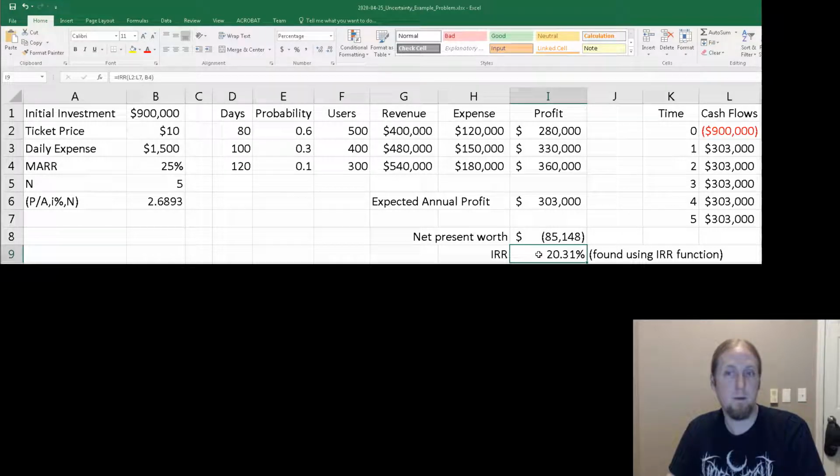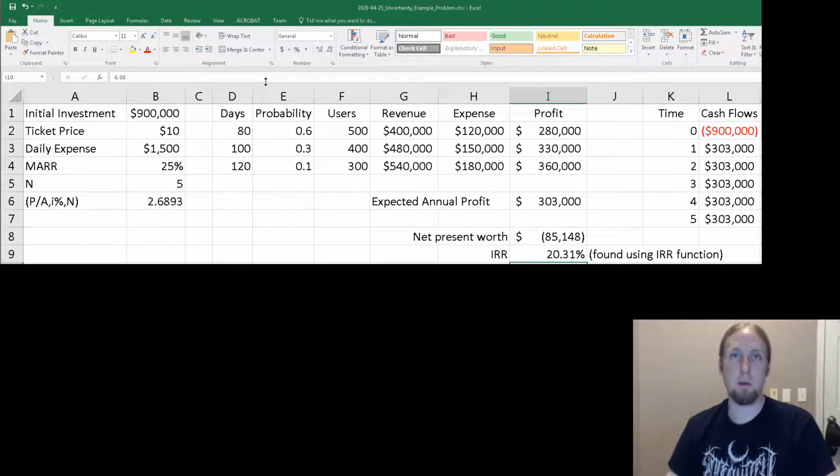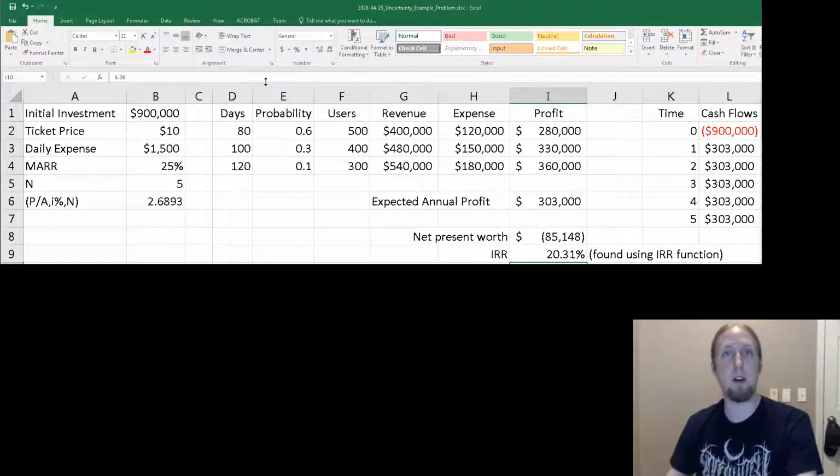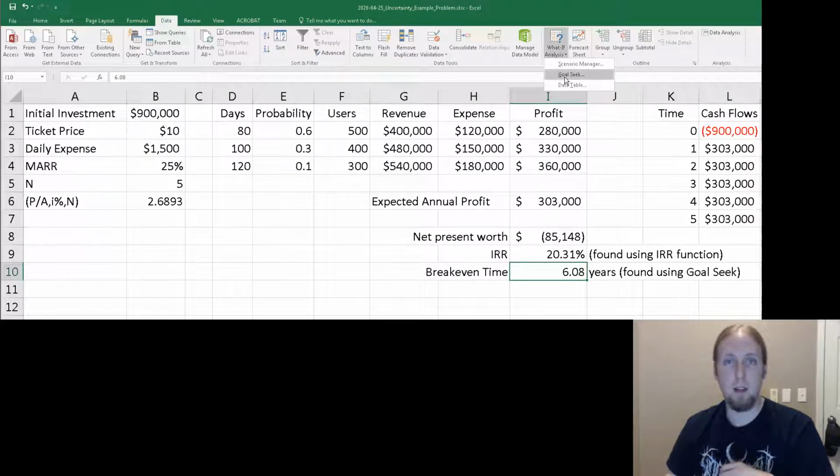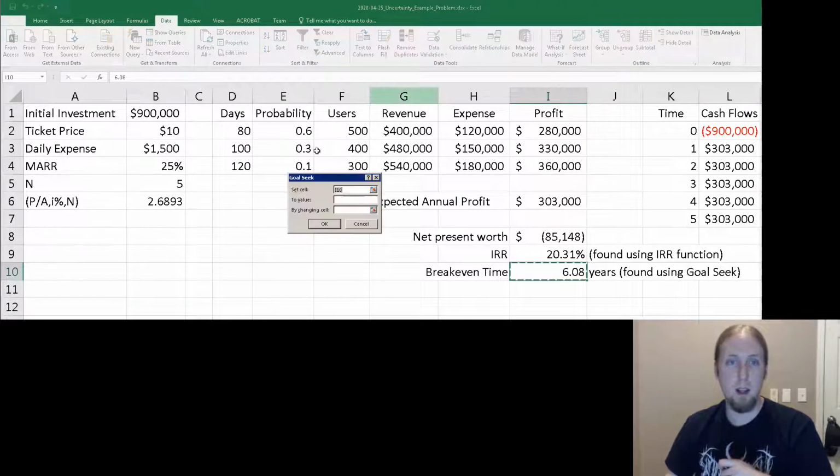It's not justified. Finally, the last way that we could solve this problem would be to actually calculate the break-even time, assuming that we could continue to receive that $303,000 in expected annual profit, even beyond the planning horizon. To find this out, I'm going to use Goal Seek under the What-If Analysis in the Data menu. And what I want to do is set the net present worth of the project to 0 by changing n, the number of years. That'll give me the break-even payback period, essentially.